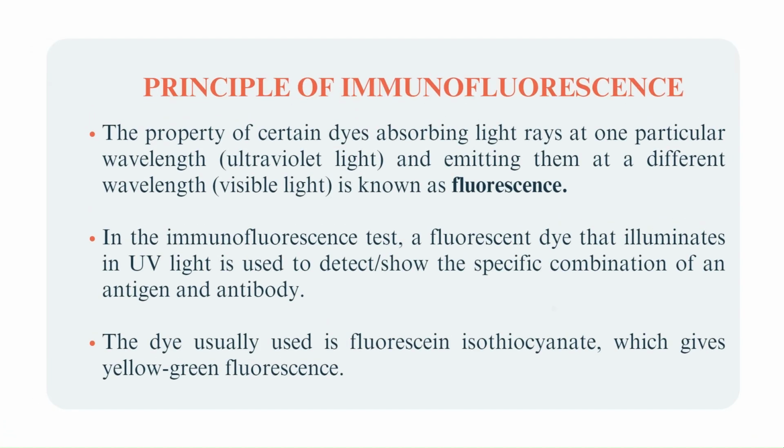Principle of immunofluorescence. The property of certain dyes absorbing light rays at one particular wavelength and emitting them at a different wavelength is known as fluorescence. In the immunofluorescence test, a fluorescent dye that illuminates in UV light is used to detect or show the specific combination of an antigen and antibody. The dye usually used is fluorescein isothiocyanate, which gives yellow-green fluorescence.